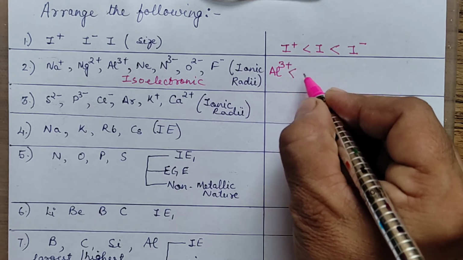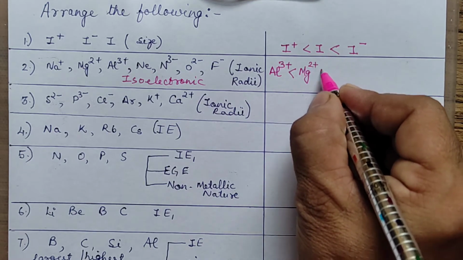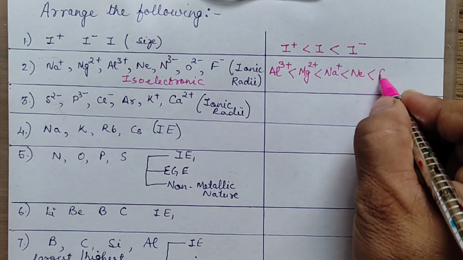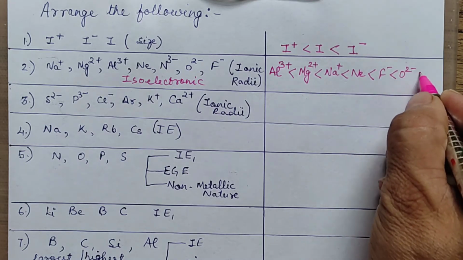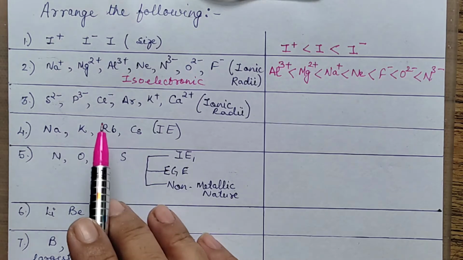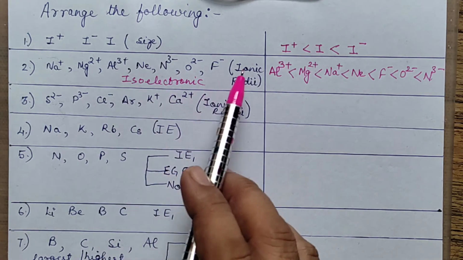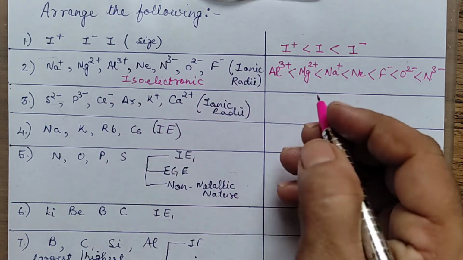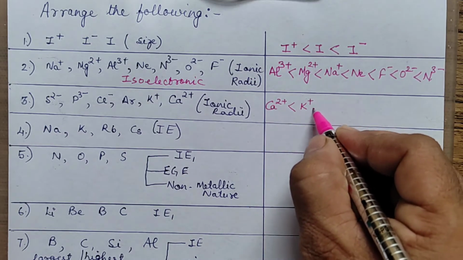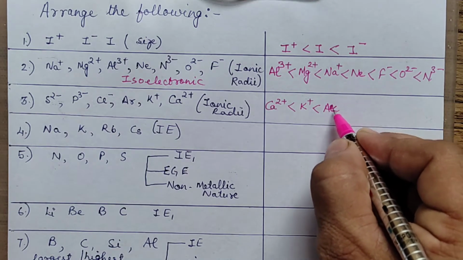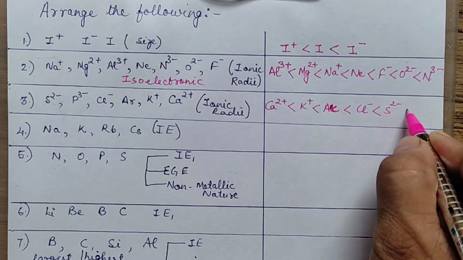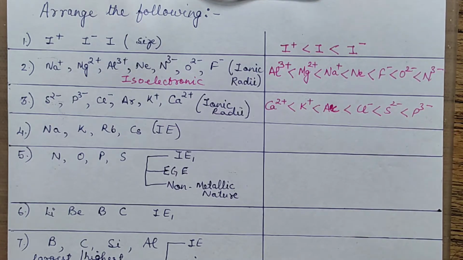Al3 plus the smallest. Then you will have Mg2 plus, then after that you will be placing Na plus, thereafter neon, neutral atom, then F minus, then you will have O2 minus and the largest would be N3 minus. More the negative charge, larger is the size. Same is another set of isoelectronic species taken. These were all having 10 electrons and these are having 18. So the smallest would be Ca2 plus, then you will have K plus, all are having 18 electrons, then you will have argon, Ar, after argon you will have Cl minus, 1 negative charge, then you will have 2 negative charges and then finally 3 negative charges, the largest in size.